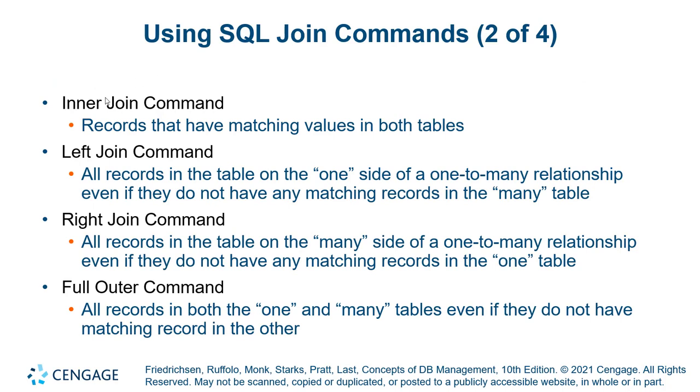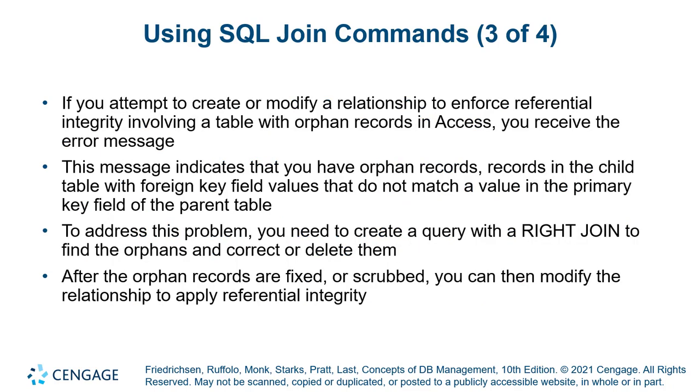So there's your 4 joins: inner join by default, left join, right join, and full outer join. Again, with these types of joins, we're just looking at pulling all the records from one side of the table: the one side, the left side, the primary key, or the right side, the many side, the foreign key, or both, which is the full outer. So, excellent.